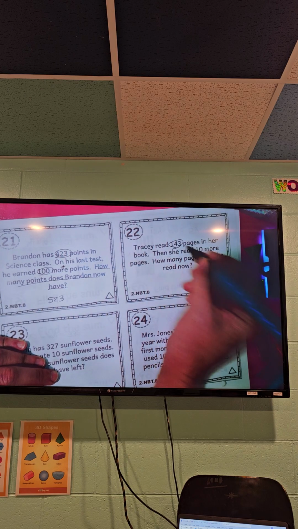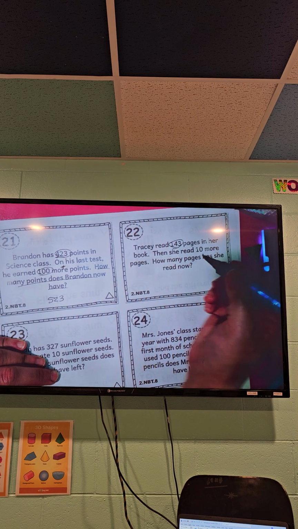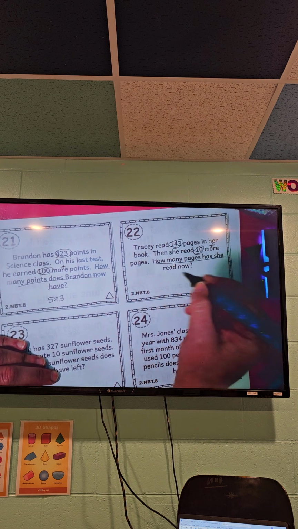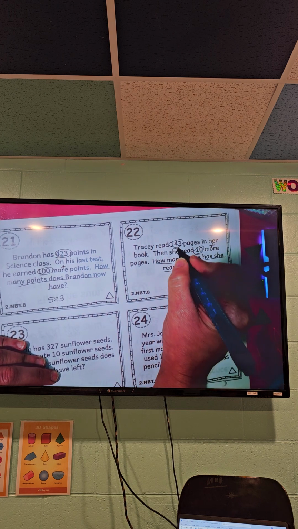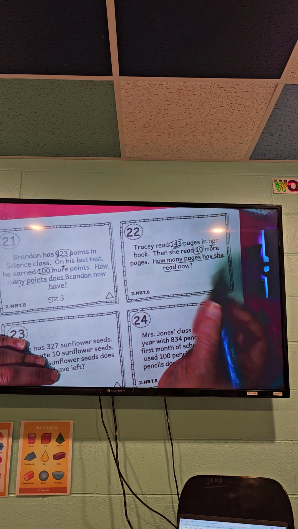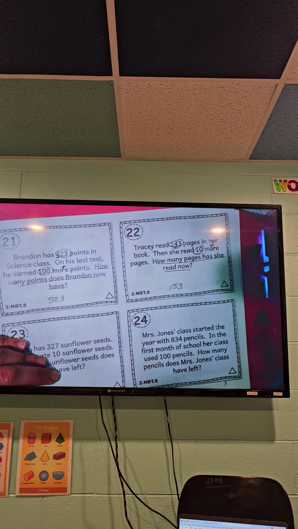Tracy read 143 pages in her book. Then she read 10 more. How many has she read now? So underline the tens place, which is the 4. The 4 is increasing by 1. You get 153.